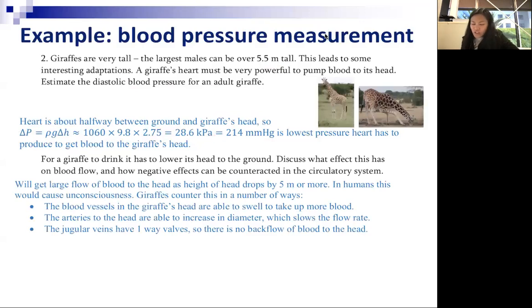Yeah, so the next question is just something conceptual. For a giraffe to drink, it has to lower its head to the ground. What effect does this have on the blood flow, and how can the negative effects be counteracted?